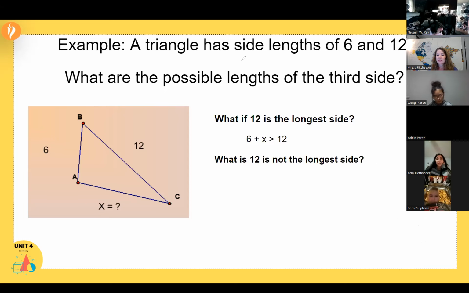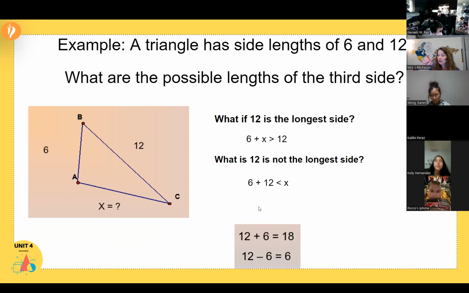All right, so if 12 is not the longest side, then we are going to think about a problem like this. 6 plus 12 must be less than our longest side. So basically what you do, guys, to get the range, you're going to take the two numbers you have, add them together, and subtract them from each other. And the value of X would have to be between 6 and 18. X has to be less than 18, but it has to be greater than 6.